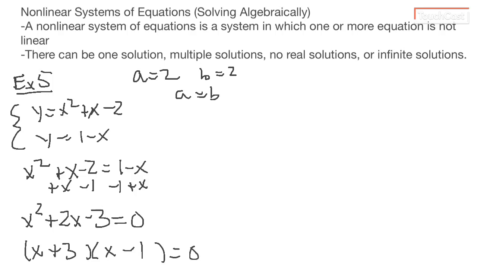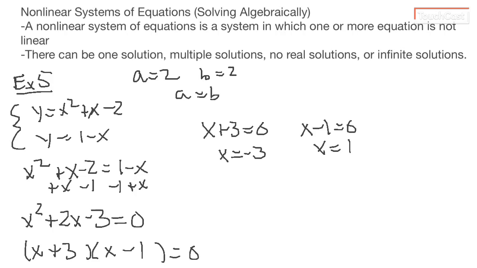So I'm now going to set each of those factors to 0 and solve them on their own. So I'm going to go x plus 3 equals 0. If that's the case, x would have to be negative 3. I'm going to have x minus 1 equals 0. If that's the case, x equals positive 1. So we've found the x values. We're going to take both of those and plug them into one of our original equations to find y values.